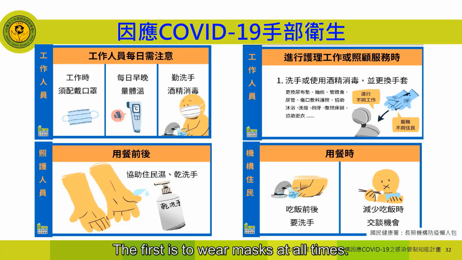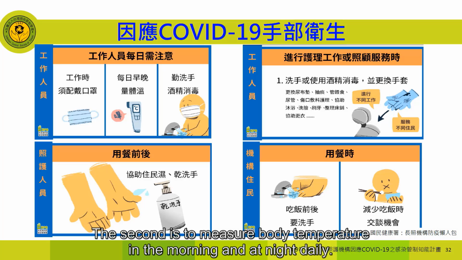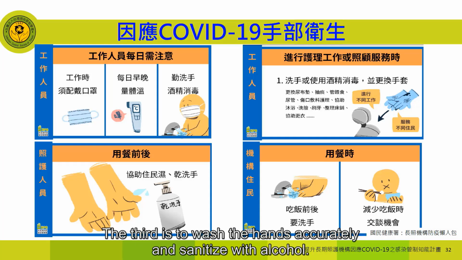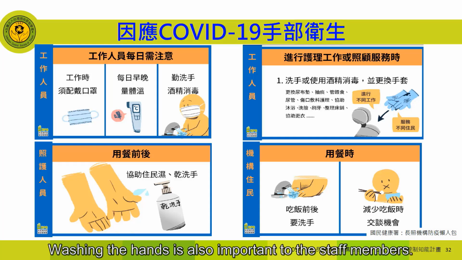The first is wear masks at all times. The second is to measure body temperature in the morning and at night daily. The third is to wash the hands accurately and sanitize with alcohol. Washing the hands is also important to the staff members.